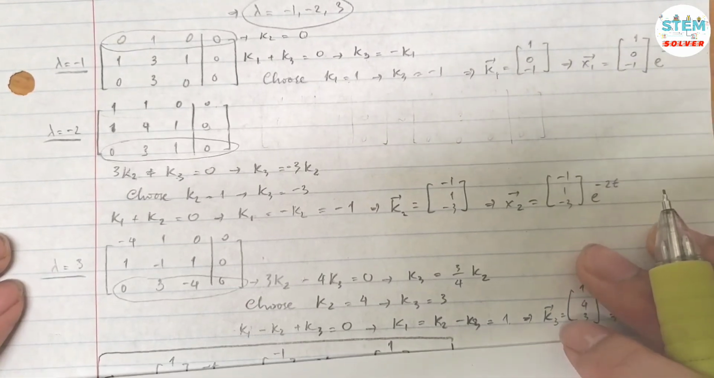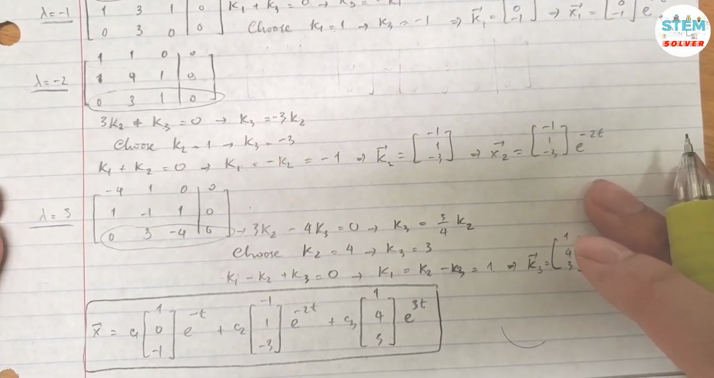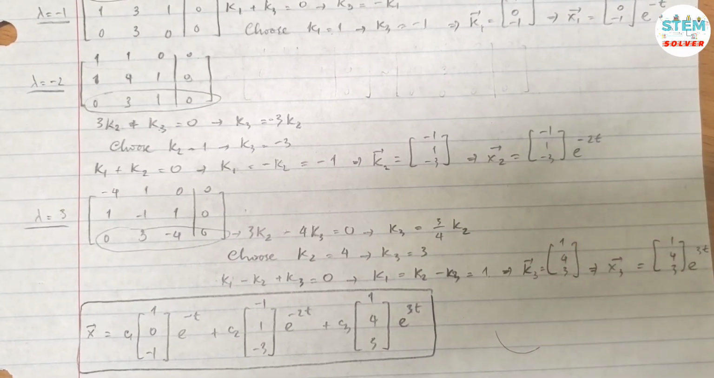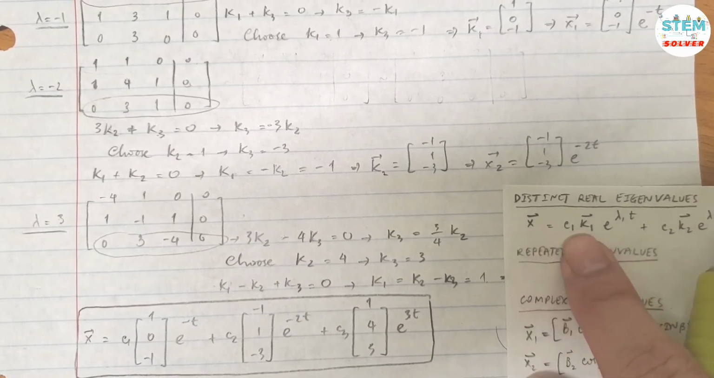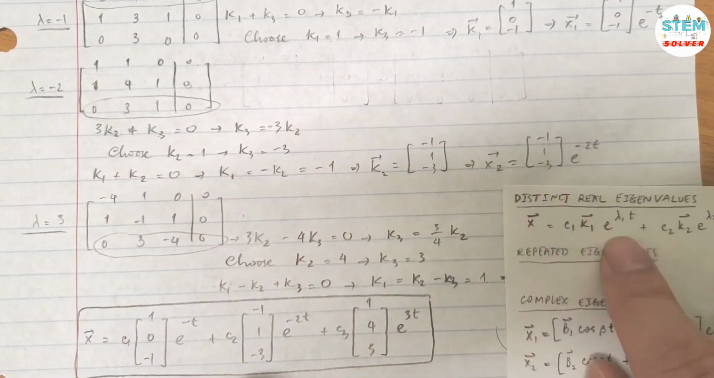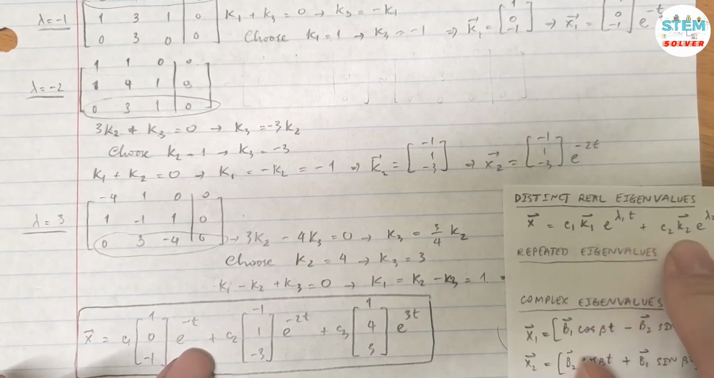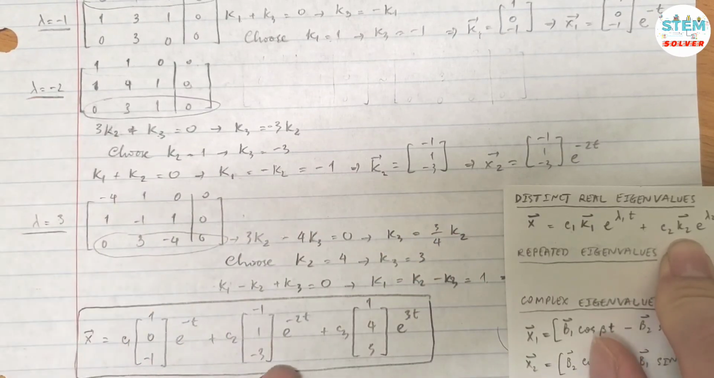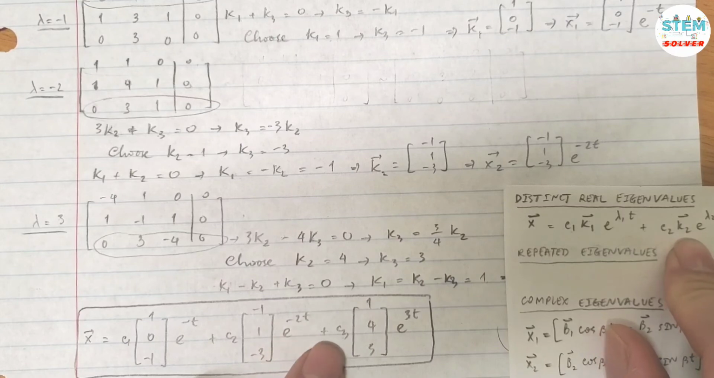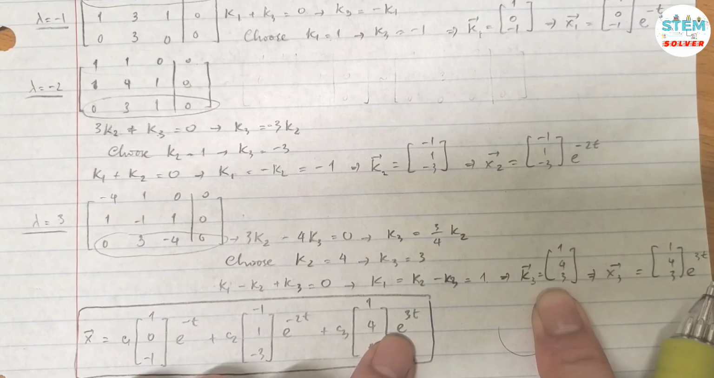Right, now here's the most important step, which is writing your final solution. Because you have 3 distinct real eigenvalues, your final solution will be written in this form. Vector x equals c1 times k1, which is this, times e to the lambda 1 t. Lambda 1 is -1, so you have e to the -t, plus c2 k2. Vector k2 is this, lambda 2 is -2, so times e to the -2t, plus c3 times k3, which is this, and then lambda 3 is 3, so you have e to the 3t.